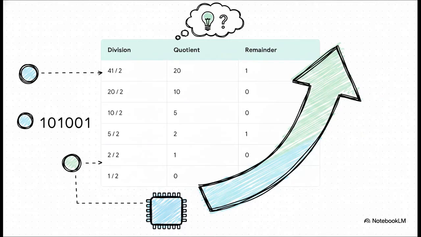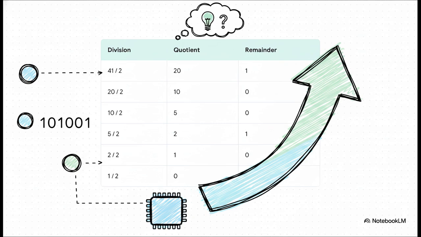Let's look at how this builds a binary number. Let's say we want to convert the decimal number 41 into base 2 binary. We start by dividing 41 by 2. The quotient is 20 and we get a remainder of 1. Then we take that 20 and divide it by 2 again. Quotient is 10, remainder is 0. 10 divided by 2 gives a quotient of 5, remainder 0. We just keep cascading down until our quotient is a solid 0.